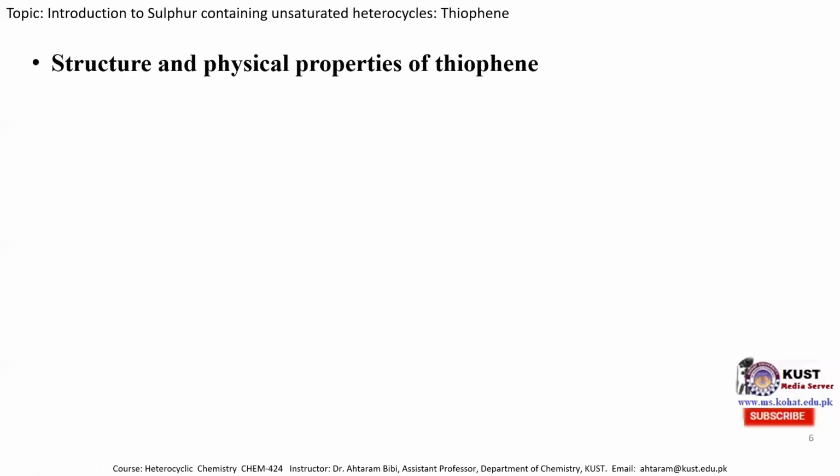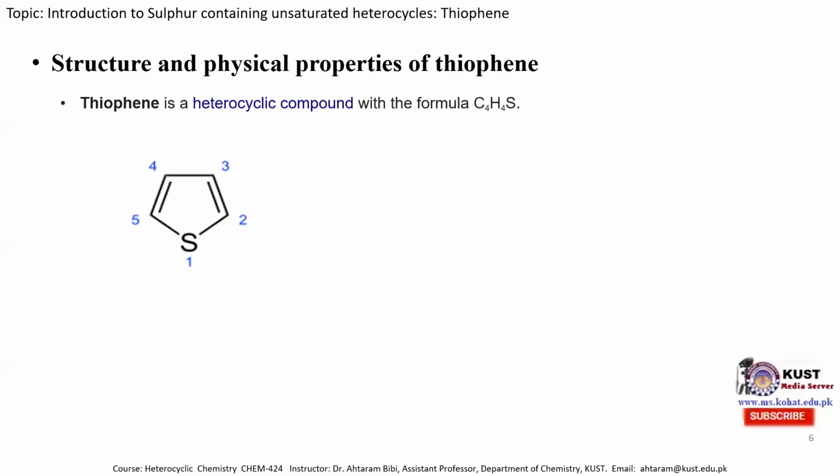The next is the thiophene molecule, and I will discuss its structure, physical properties, as well as synthetic methods in detail in today's lecture. Starting from the structure, thiophene is a heterocyclic compound consisting of 4 carbon atoms, 4 hydrogen atoms, and 1 sulfur atom. The structure is mentioned over here. It consists of 1 sulfur atom and 4 carbon atoms, each carbon atom carrying 1 hydrogen atom.